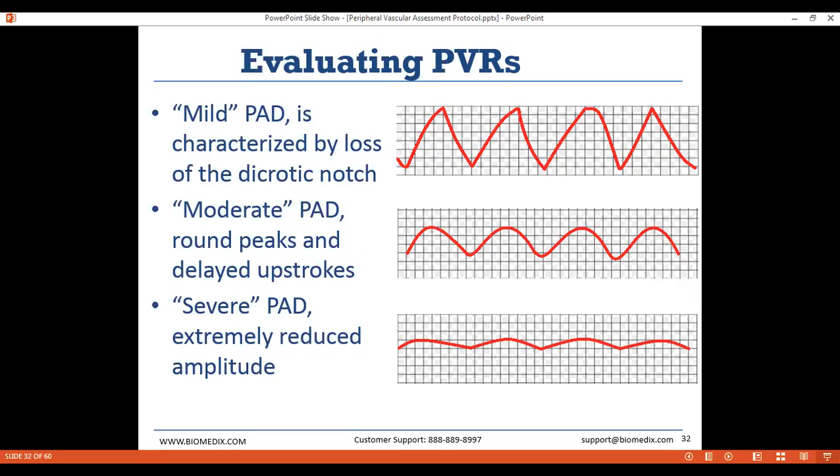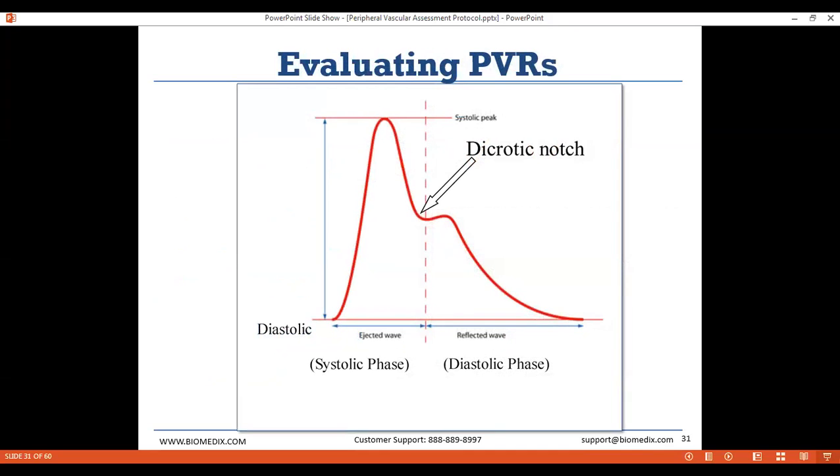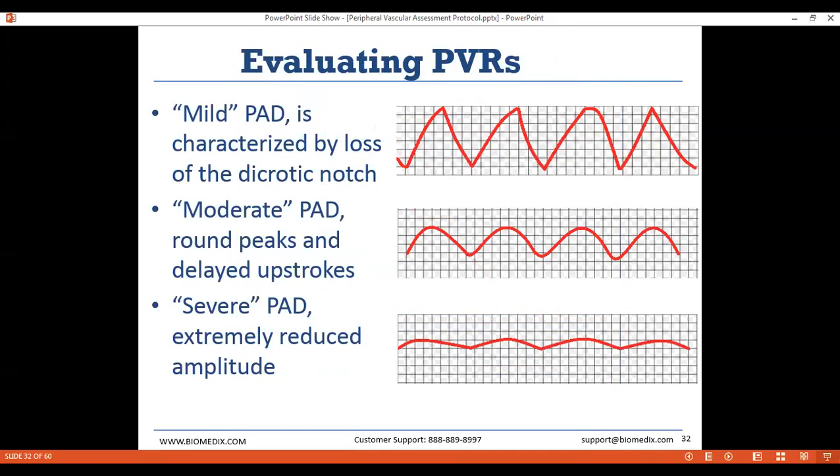And then again, as the occlusion worsens, things just become more and more dampened, rounder and rounder, until eventually in critical patients you're really not able to get much of a waveform at all. So you can tell if you see a waveform like one of these three in comparison to that big beautiful rounded waveform that we saw in the last slide. This is a normal PVR, these are abnormal PVRs.